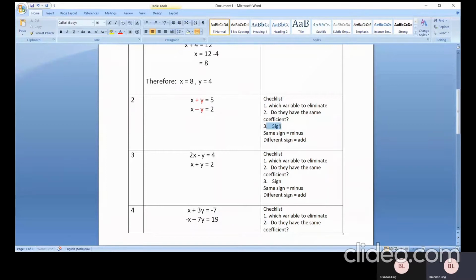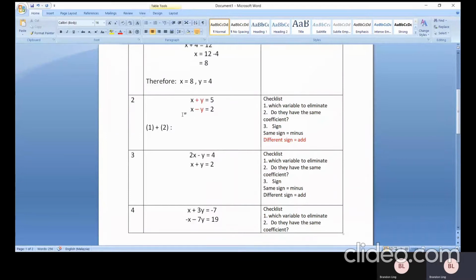And the next one will be check the sign. Are they having the same sign or different sign? So the answer is different sign. Plus and minus, they are of different signs. So therefore, what should you do? Okay, so if you have different sign, you need to add them together. Okay, now let's go on to the proper steps. Equation 1 plus equation 2. So when you have different sign, you need to add them together.